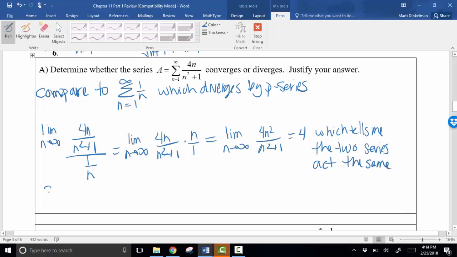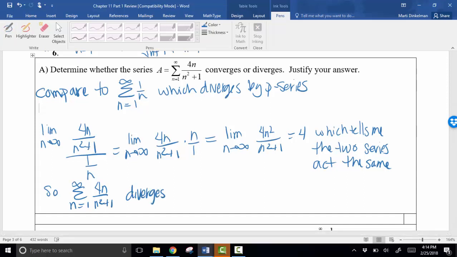Now I'll make my conclusion here. So the one we're interested in, that they're calling A up there, diverges. Okay.